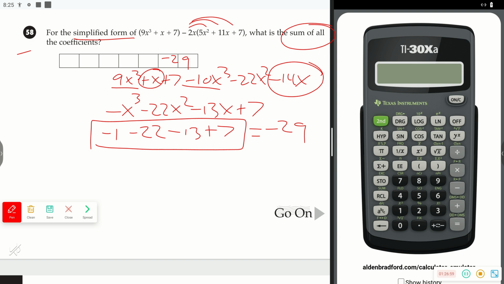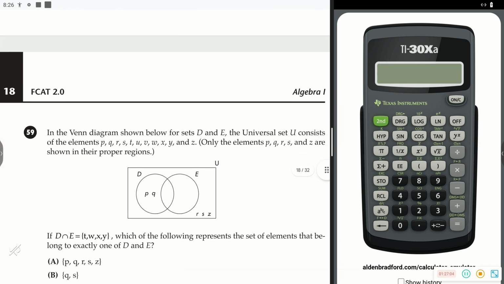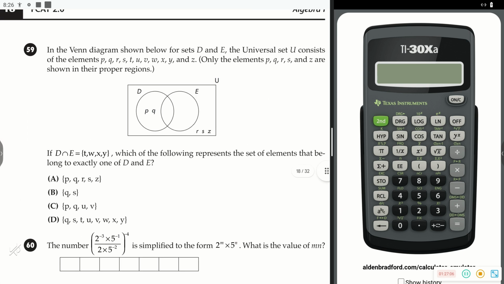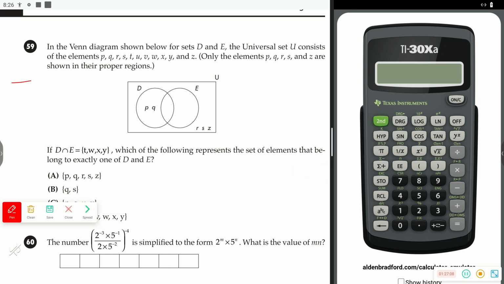All right, 2 hours and 27 minutes in, just about. Let's do number 58, or 59. Another fun Venn diagram. I don't think this one was too bad if I remember right.